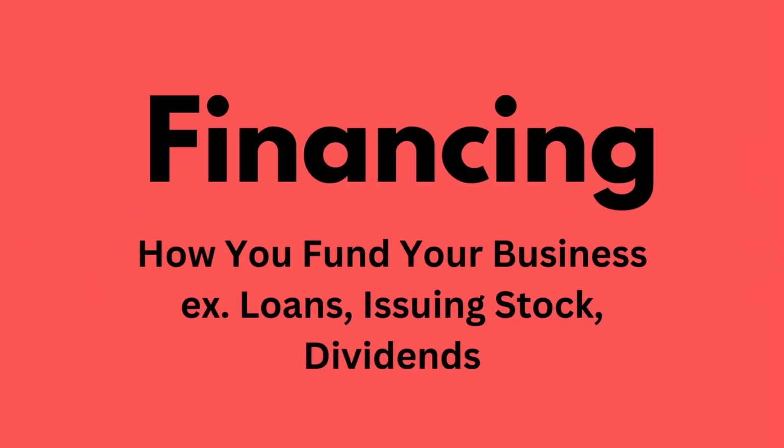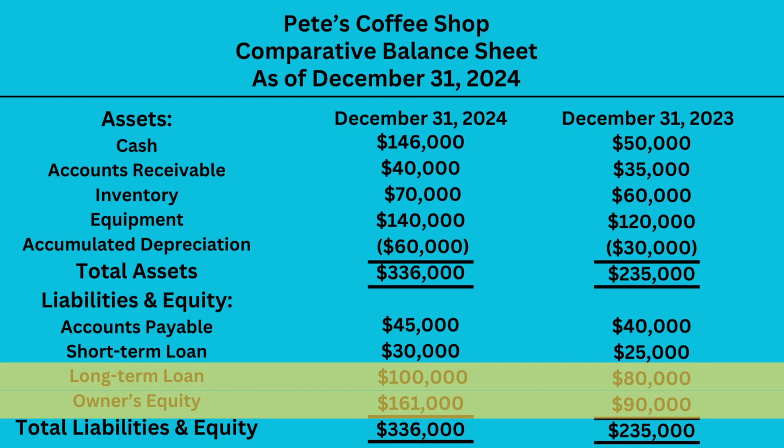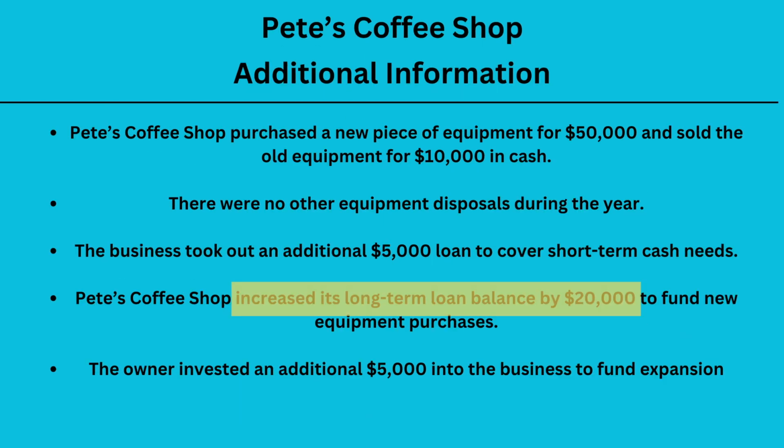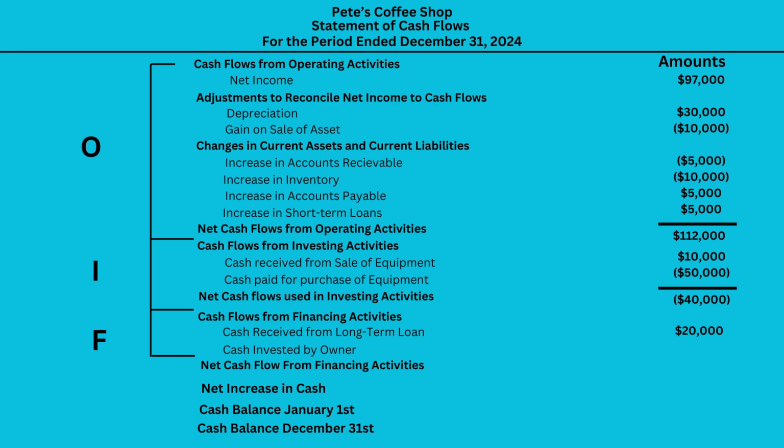The last section is financing activities. Financing activities involve the long-term liability and equity accounts. Looking back at our additional information, we can see that the business took out an additional $20,000 in long-term debt so that they could finance the purchase of equipment. When you take out a loan, you receive cash, so this shows up as an increase to cash flows.